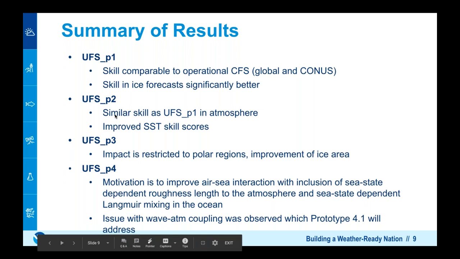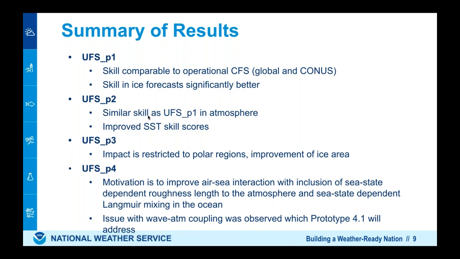For prototype 2, that improved ocean initial condition improved our SST scores. However, we were similar in the atmosphere. And then prototype 3, where the major change was the ice initial conditions, we saw improvement in the ice area in our forecasts. And for prototype 4, our motivation is to improve our air-sea interactions by having these sea state dependent roughness length and Langmuir mixing. And as we have gone through prototype 4, we noticed that there was an issue for wave atmospheric coupling. And so we are working on improving that and looking forward to prototype 4.1.